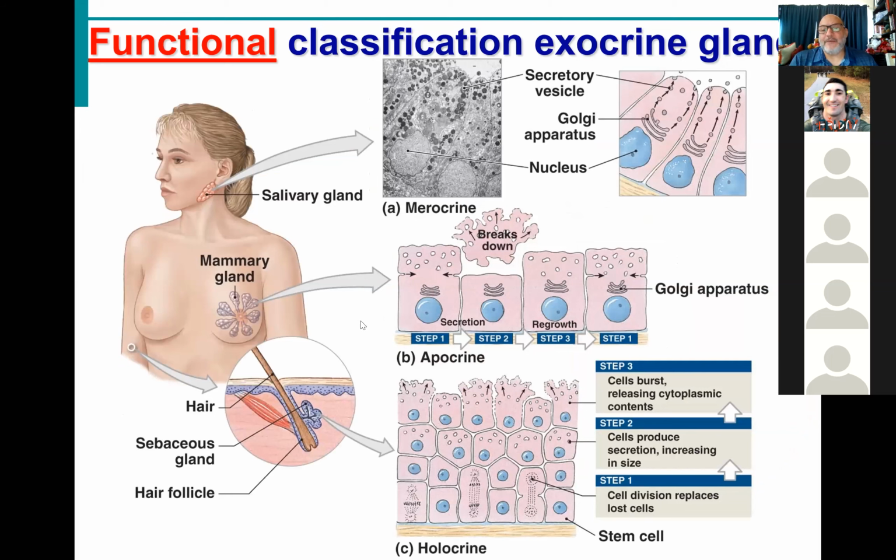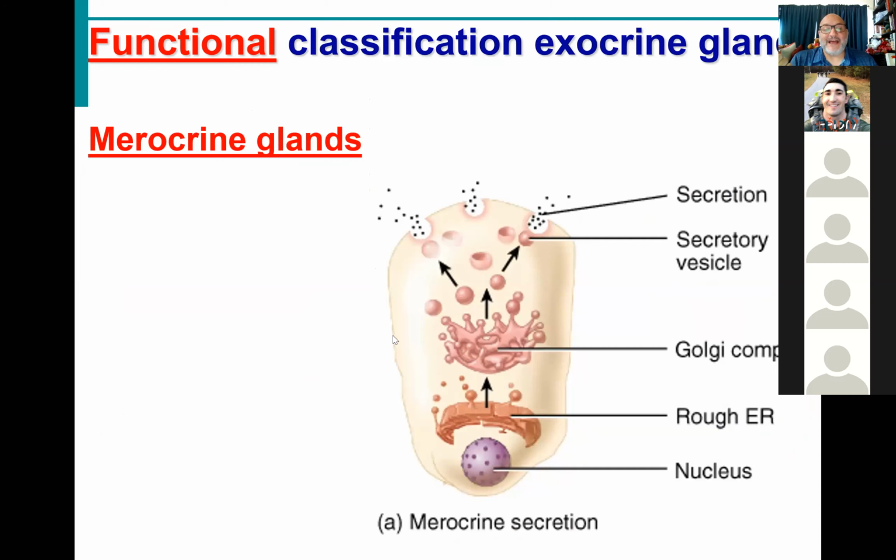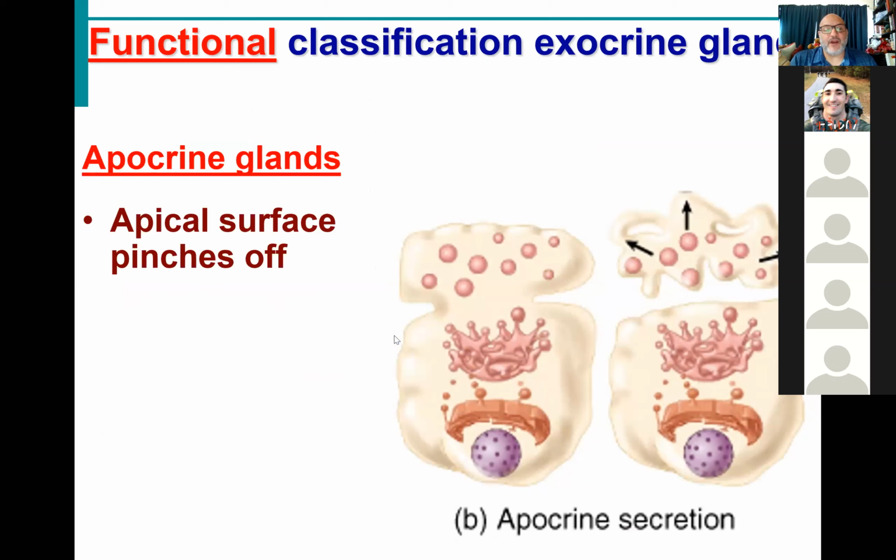It is believed that it may be the case, and they do a nice job of showing how the top pinches off and regrows and starts again. But that has not been confirmed. So as of right now, there are no confirmed human examples. We believe it may be the mammary gland. We know anal glands of dogs use the epocrine mode of secretion, but there's no confirmed human examples. We think there may be some in the mammary glands, but we're not certain. All right.